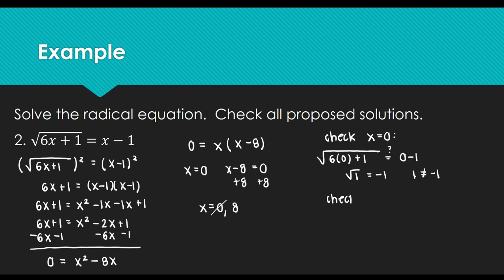If I was to check then x equaling 8, underneath the square root, we'll have 6 times 8 plus 1. On the other side, we'll have 8 minus 1. Well, 6 times 8 is 48. Add 1 more. That gives us 49 under the square root. 8 minus 1 is 7. Notice how the square root of 49 is 7. 7 does equal 7. That one checks out.